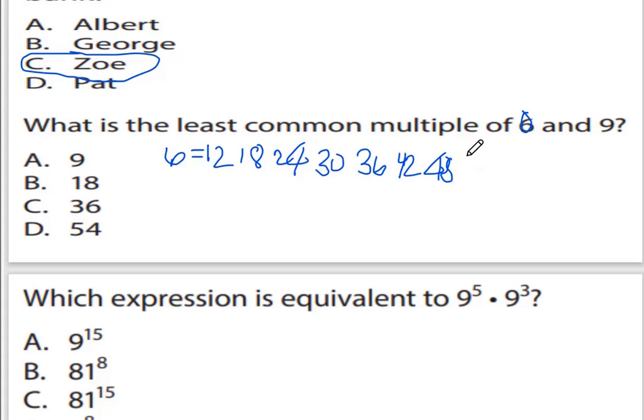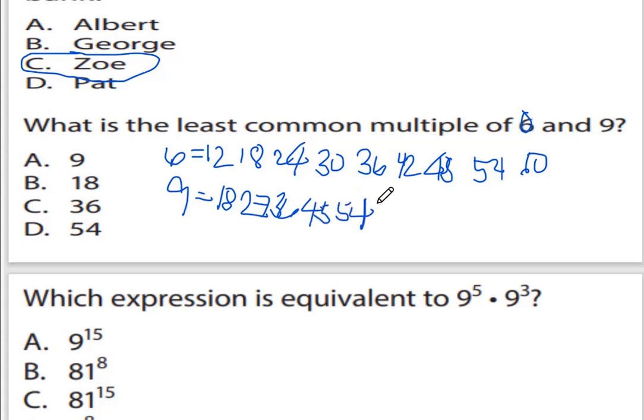6 times 9 is 54. And 6 times 10, that is 60. For 9, the multiples of 9 are 9, 18, 27, 36, 45, 54, 63, 72, 81, 90, and 99.